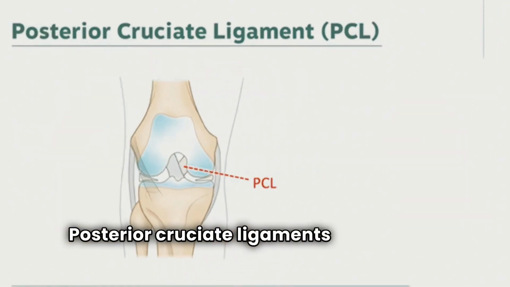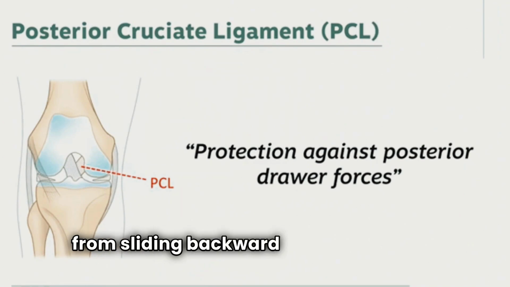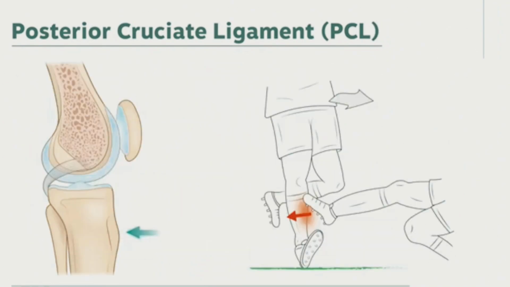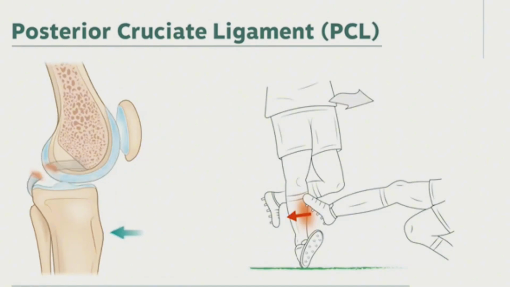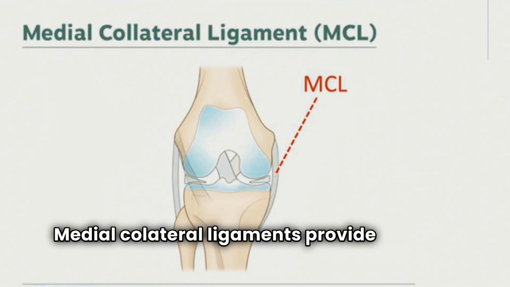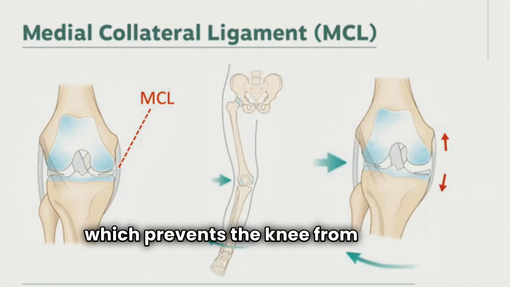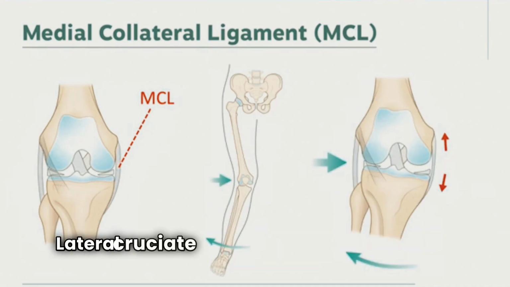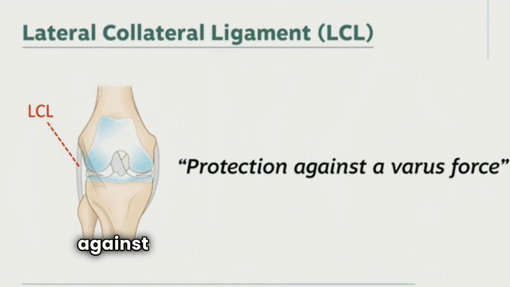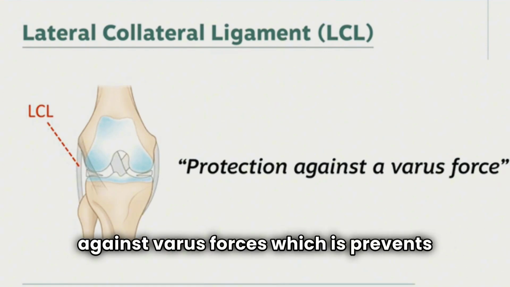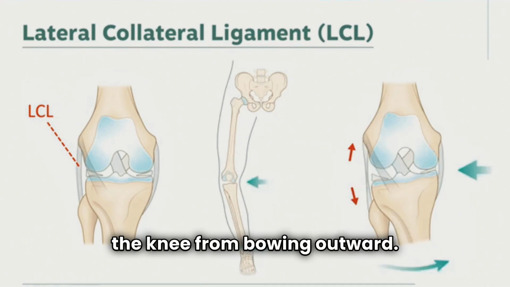Posterior cruciate ligaments prevent the tibia from sliding backward under the femur. Medial collateral ligaments provide stability against valgus forces, which prevents the knee from caving inward. Lateral collateral ligaments provide stability against varus forces, which prevents the knee from bowing outward.